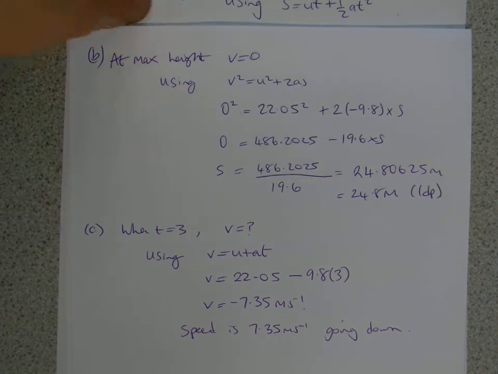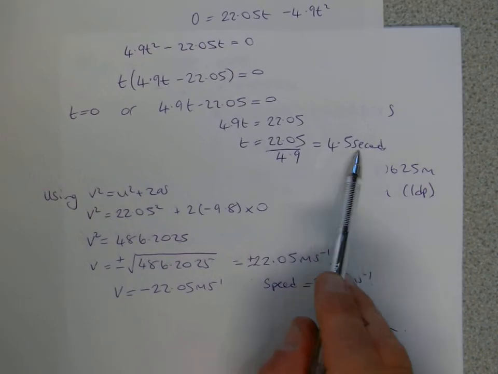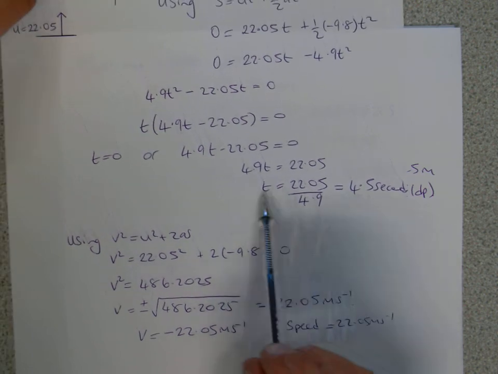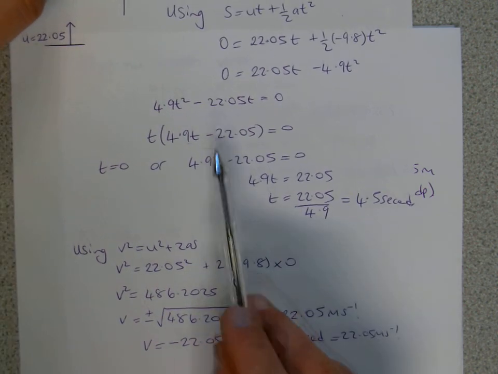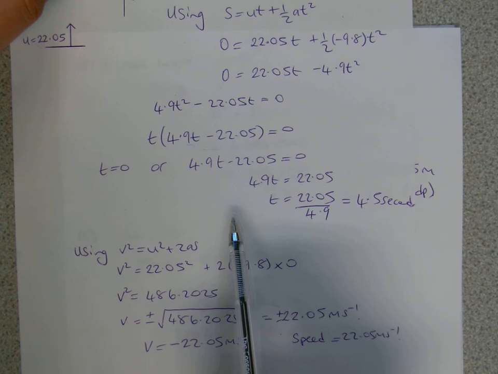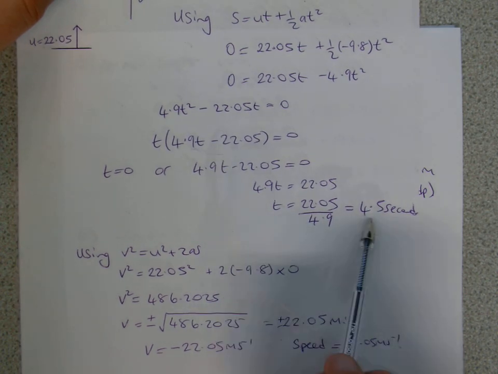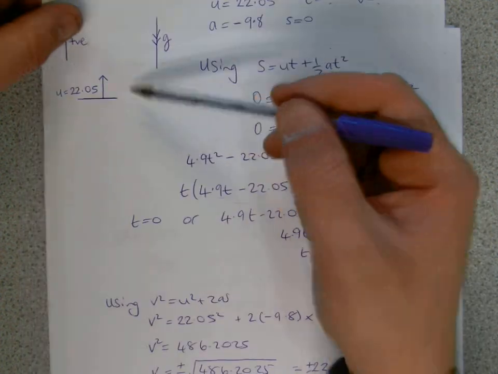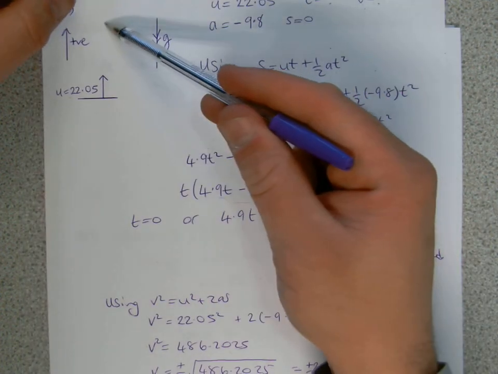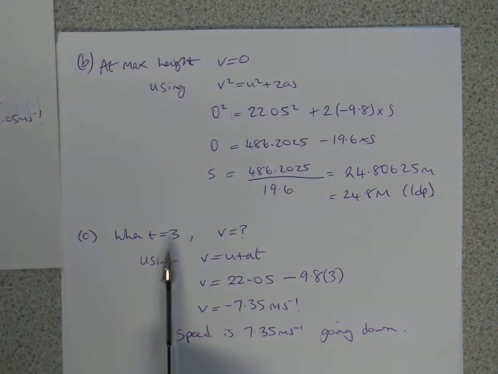The other thing to note as well, the whole journey in part A was 4.5 seconds. So it takes 4.5 seconds for it to go up and then fall back down again. Now because it's symmetrical, you can halve that to see how long it takes to go up. So half of 4.5 is 2.25. So it should take 2.25 to rise and then 2.25 to fall. And the point is, when t equals 3, that's greater than 2.25, isn't it? So it must be on its way down.